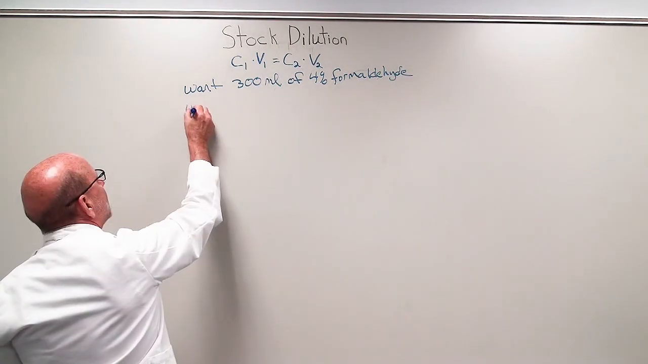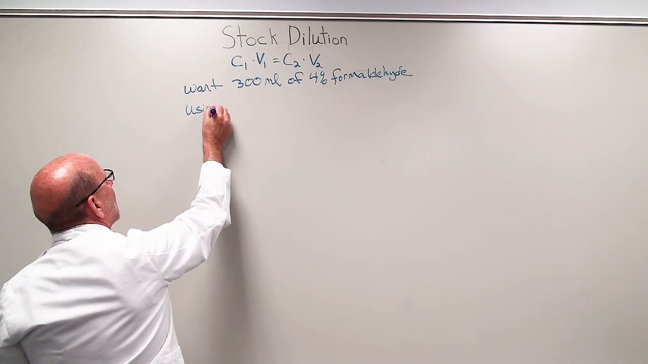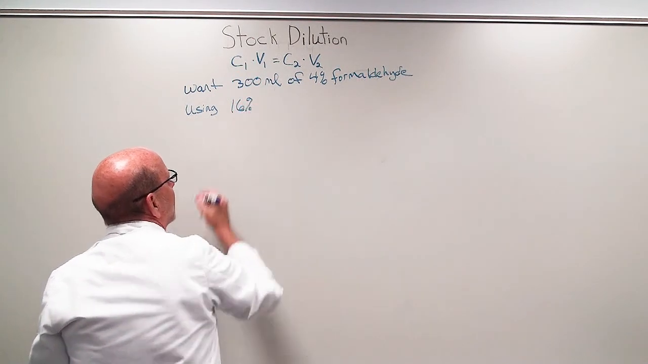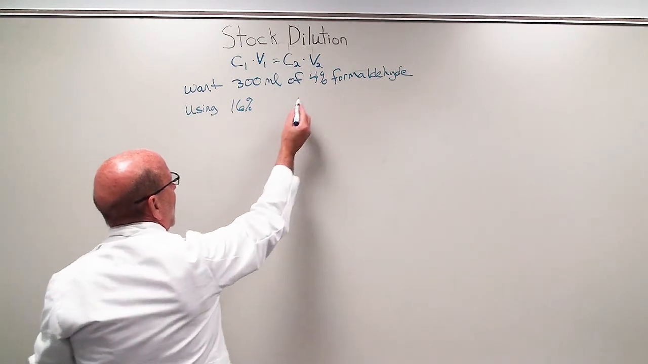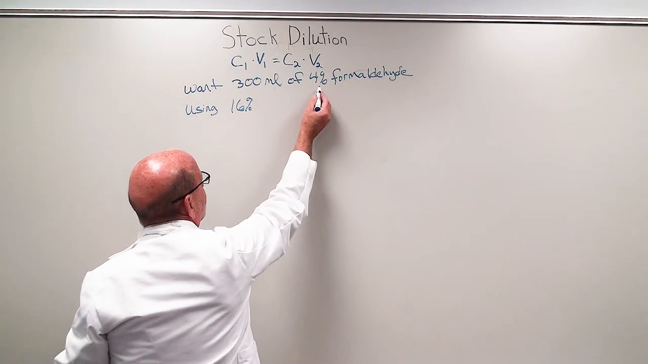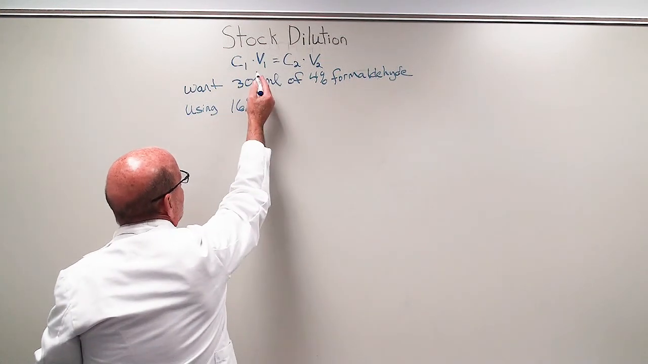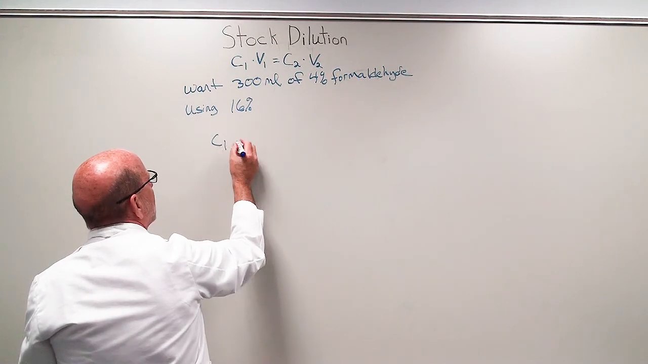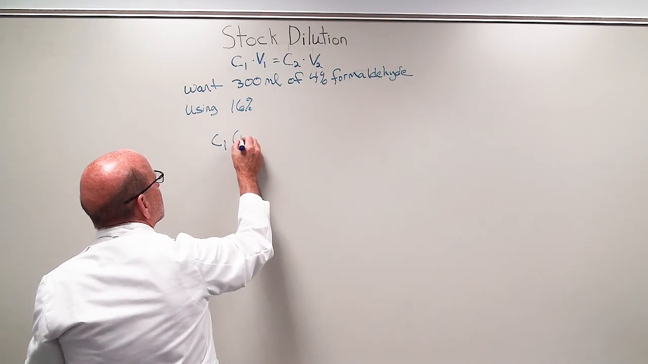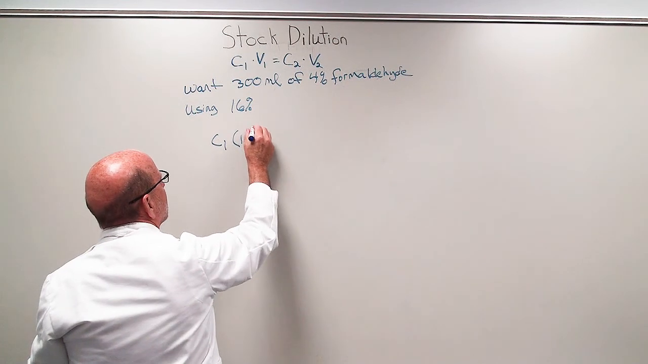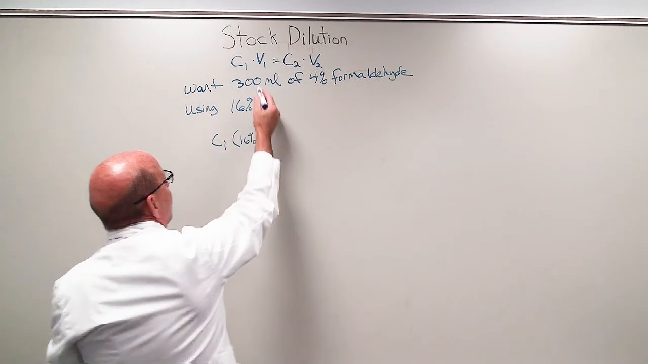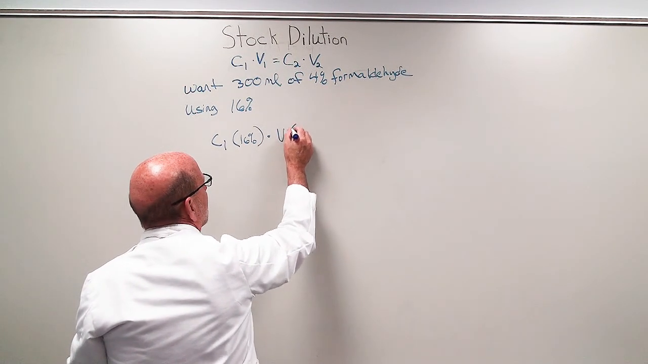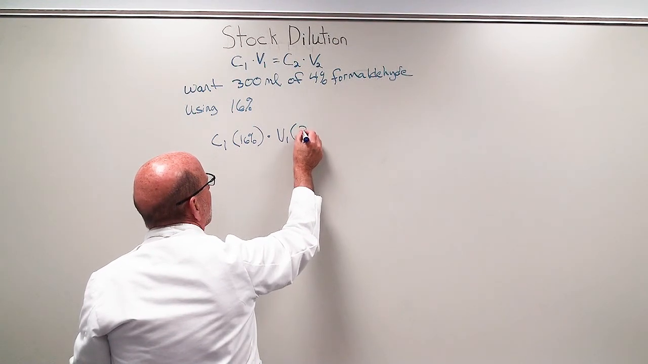So I'm using 16%. I need to know how much 16% formaldehyde I need to make 300 mLs of 4%. So I usually do the C1 as what I am starting with, the higher stock concentration that I have, and that's 16, times V1, and that is my unknown. I don't know how much stock I need to make the 300 mLs of 4%.